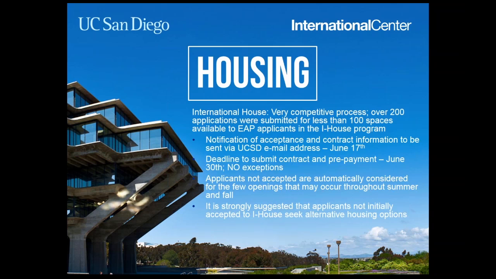Notification of acceptance will go out next week on June 17th, so please check your UCSD email for this. The deadline to submit your contract and prepayment is June 30th, and there are no exceptions to this deadline. Applicants that are not accepted are automatically considered for a few openings that may occur throughout the summer and fall in other campus housing. It is strongly suggested that applicants not initially accepted to iHouse seek alternative housing options, which we will go over in the next slide.